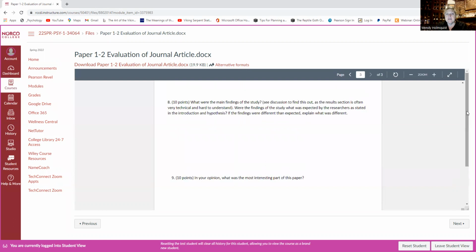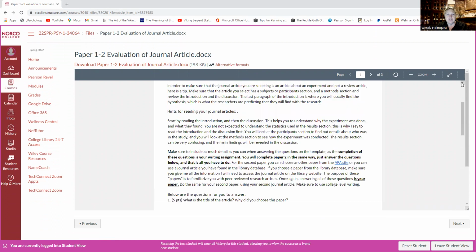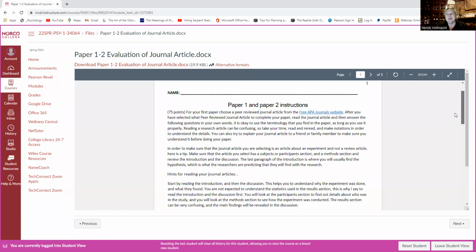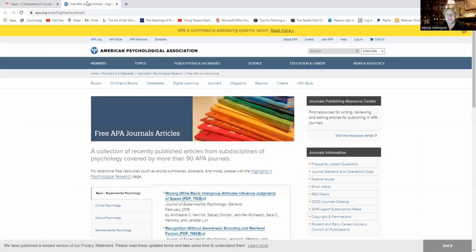So this is the paper itself. This is what it's going to look like. I'm going to try to scroll back to the top of this thing. Up here are the instructions, which I kind of went over. I didn't go over them word for word, but I gave you the idea. And we have this link. Hopefully this link is still good. Let's open this one. This takes you to the free APA journal article website.